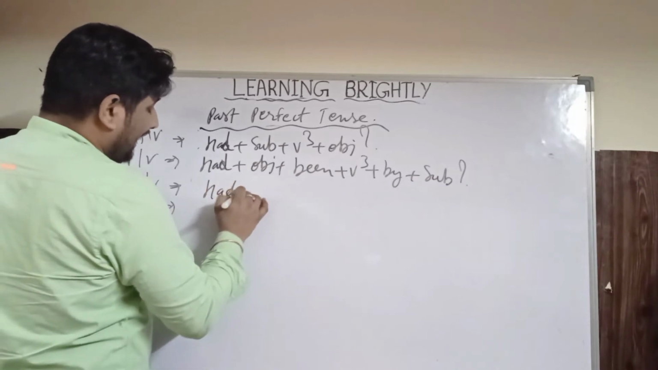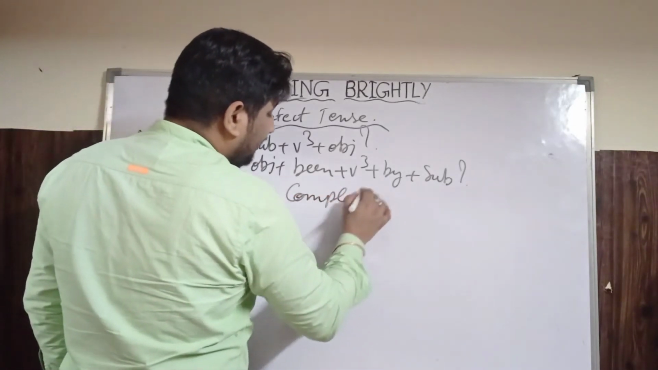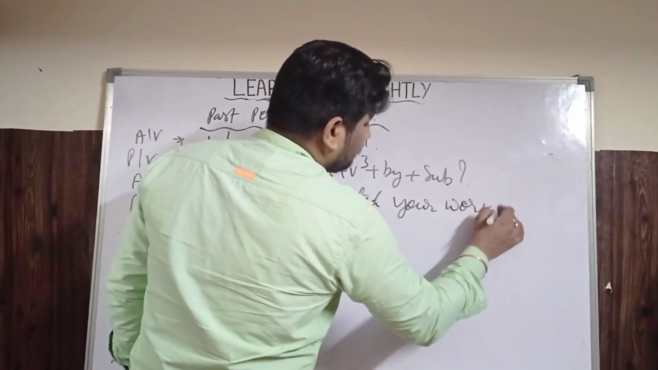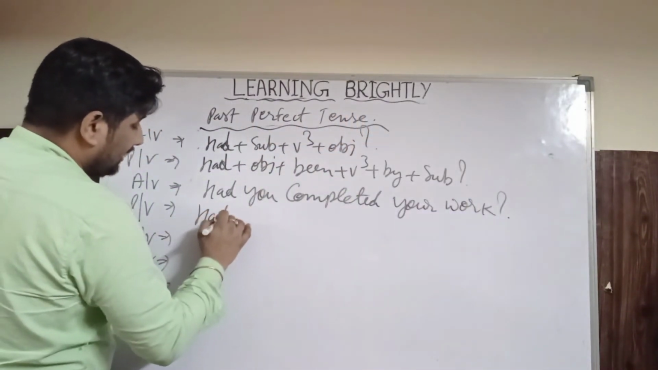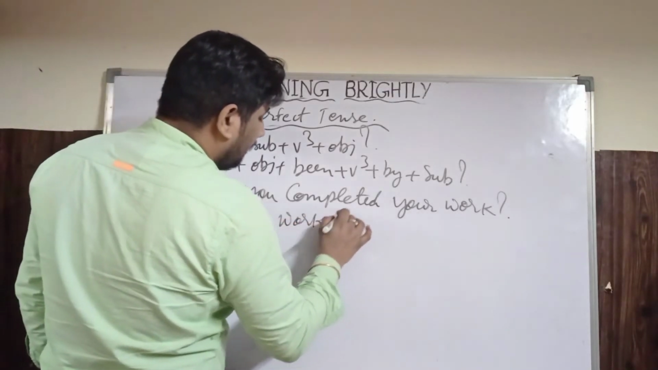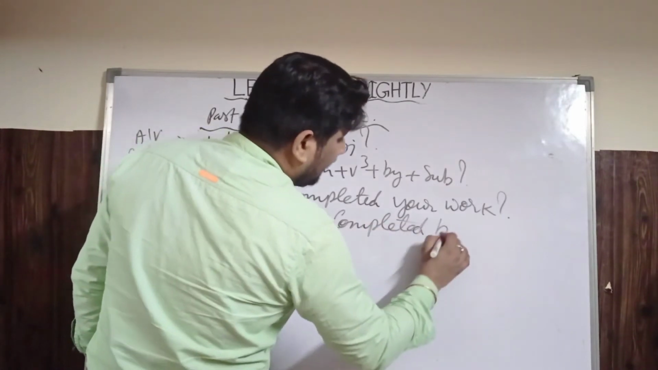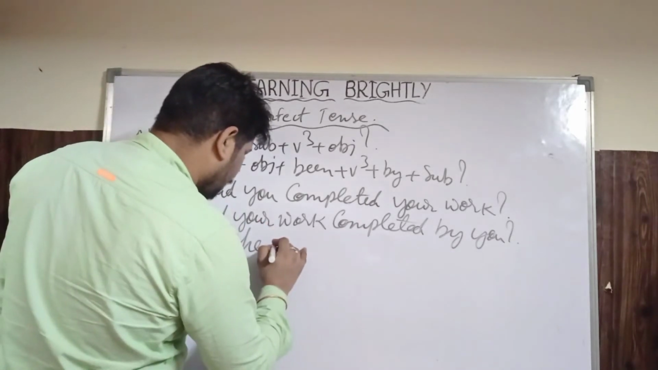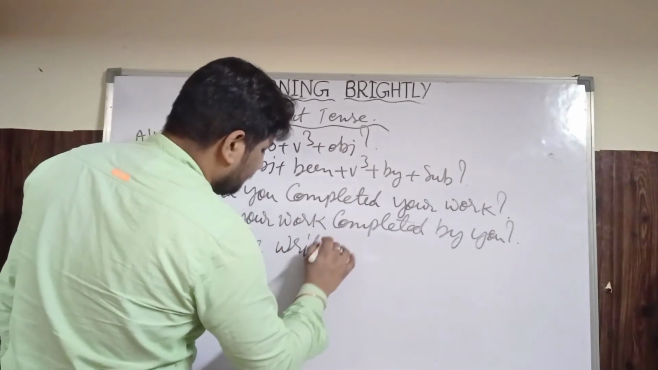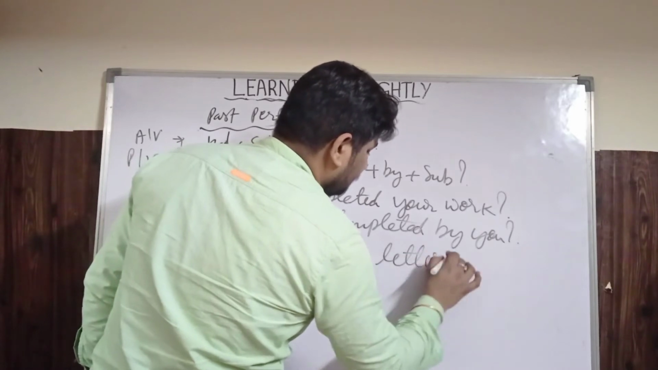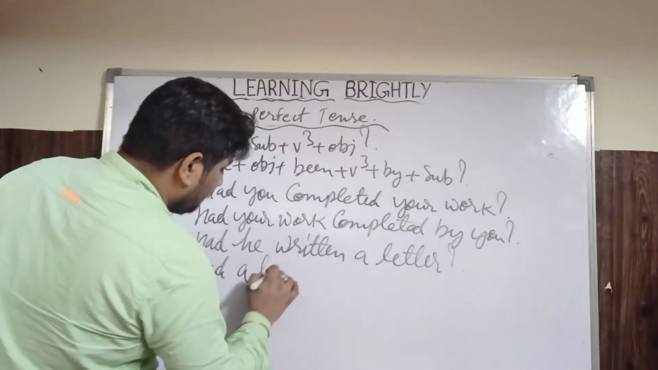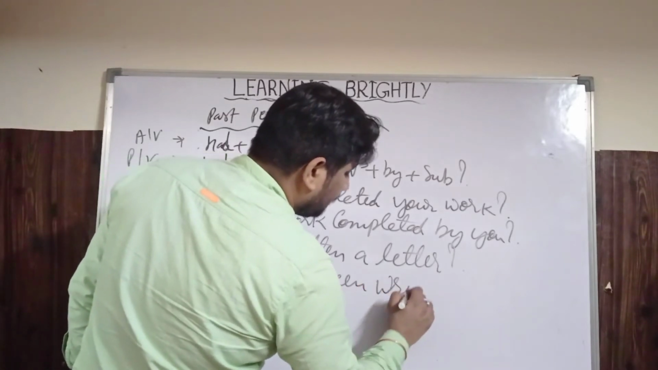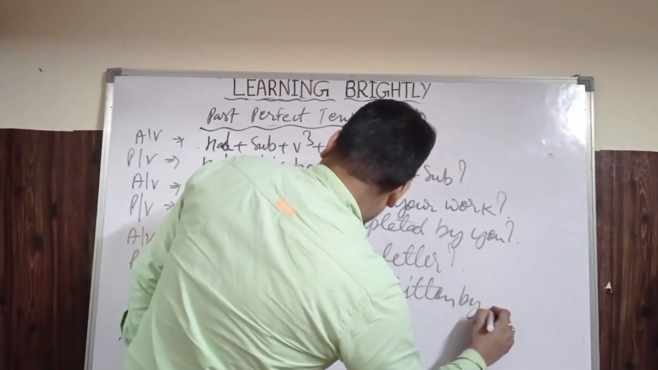Like, had you completed your work? So in passive voice, had your work been completed by you? Next, had he written a letter? Had a letter been written by him?